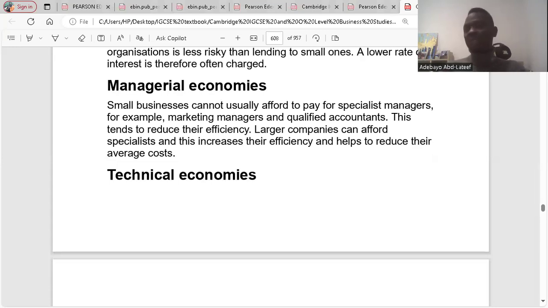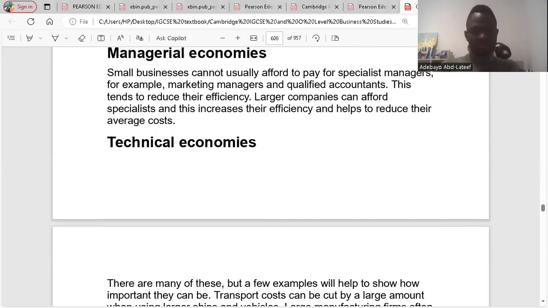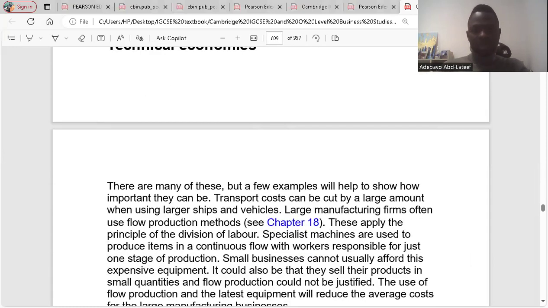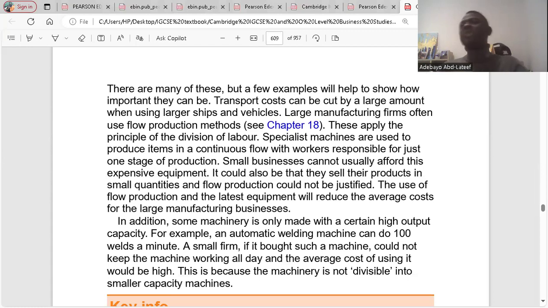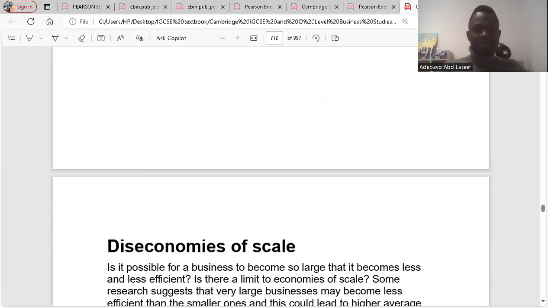Do you understand managerial economies of scale here? Larger firms have opportunities to employ specialist managers. As a result of that, it improves their efficiency, which smaller firms cannot do. I think it's clear. Then we have technical economies. For technical economies of scale, we're talking about larger firms being able to use machinery that increases their efficiency and reduces the average cost, while the smaller firms might not be able to do that. I think technical is clear.